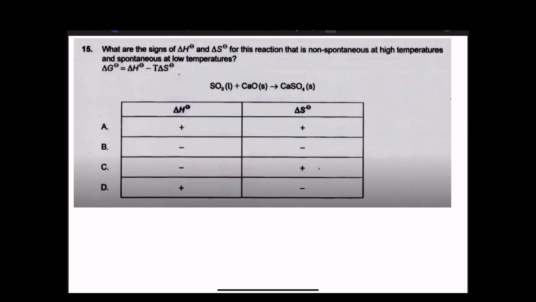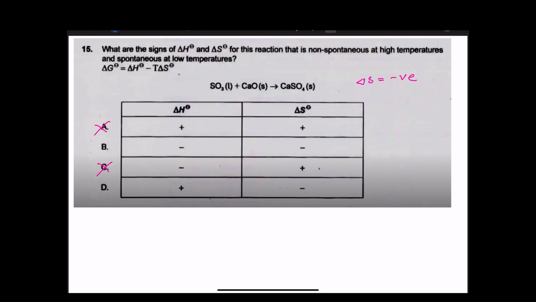Now moving to the next one, question 15. What are the signs of delta H, delta S for the reaction that is spontaneous at low temperature and non-spontaneous at high temperature? So here, liquid plus solid becomes a solid. So for randomness, it is decreasing because your liquid is getting converted to a solid. So I already know that delta S would be negative. With this, I can eliminate option A and option C.